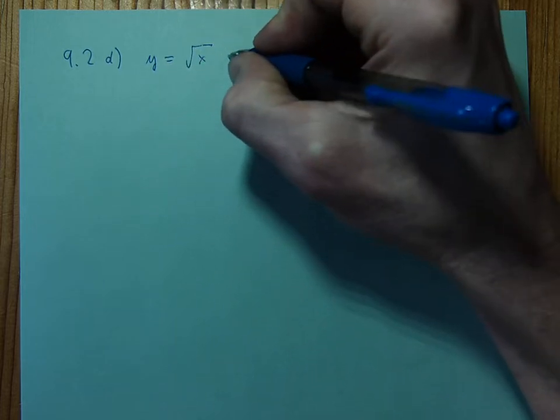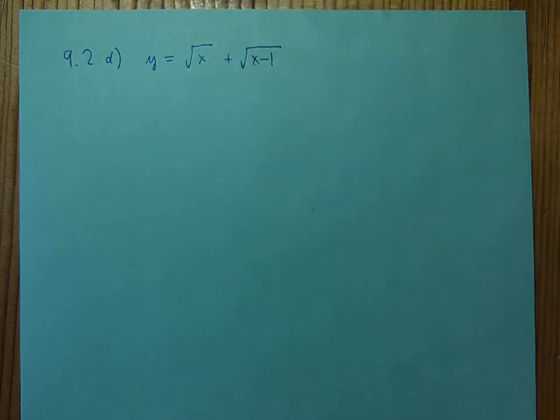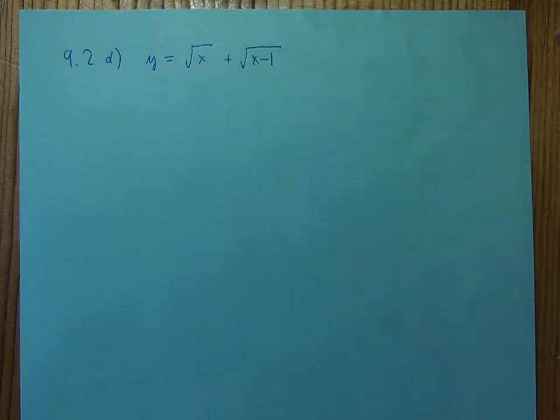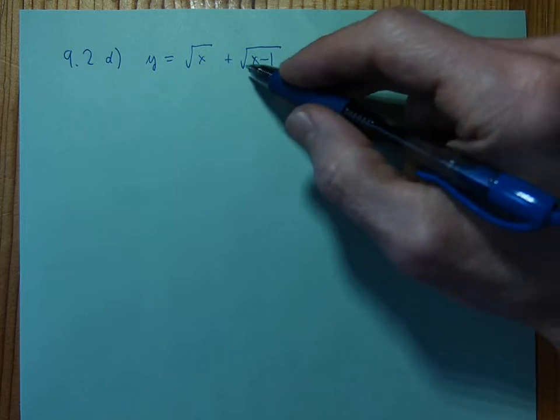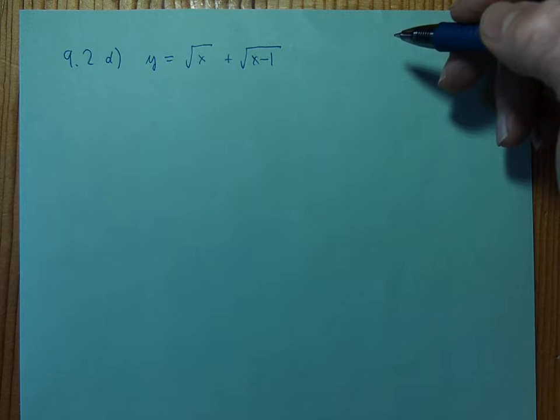y is square root of x plus square root of x minus 1. And we want to find the inverse function, so we want to solve for x. So it's just like the problems we've had on other homeworks and quizzes. We have to solve for x by squaring, getting rid of all the square roots, and we have to square twice because there's two of them.